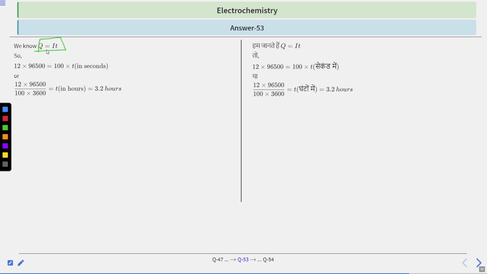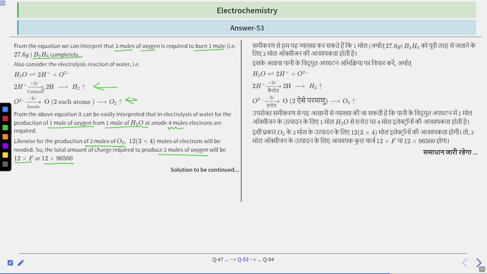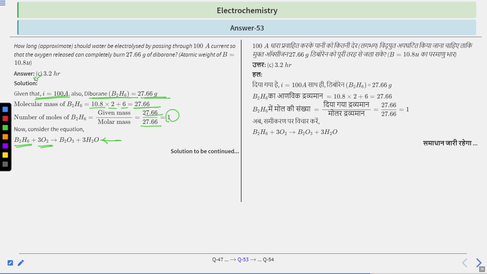Now we know that Q is equal to current into time. So Q, which is 12 times Faraday, is equal to I, which is 100 ampere, times T. T we have to find out. So this is the only variable here. So we find T in hours, which is equal to 3.2 hours. This is our final answer, and thus option C is the correct answer.